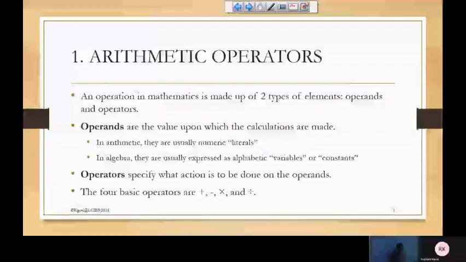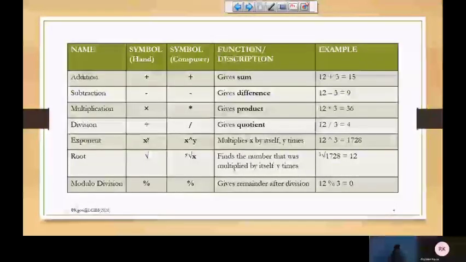So the basic arithmetic operators are plus, minus, times, and divide. Those of you who want to study maths even further, you'd actually realize that there's only one operator there, that's plus. Everything else is based on that. Anyway, that's neither here nor there. We're going to look at the four basic operators: plus, minus, times, and divide.